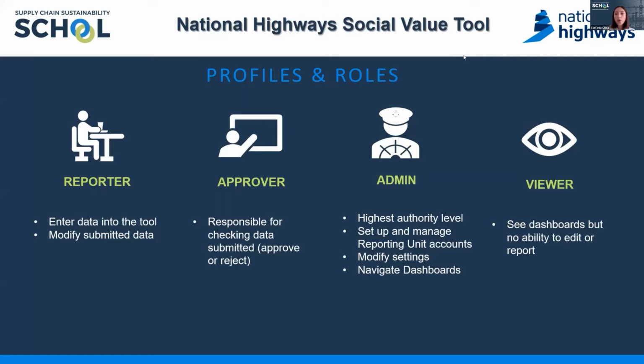Just a reminder of the 4 roles that users can have in the system. So as you can see on the screen, in the Social Value Tool, you can have reporters, approvers, administrators, and viewers. I'm going to focus on the administrator today, but just as a reminder, the reporter is the person responsible for entering data into the system, and a reporter can also modify any data that has been submitted in case there's been a mistake, for example. Approvers are people responsible for sense checking that the data submitted by the reporter is correct, and therefore they can either accept or reject a report.